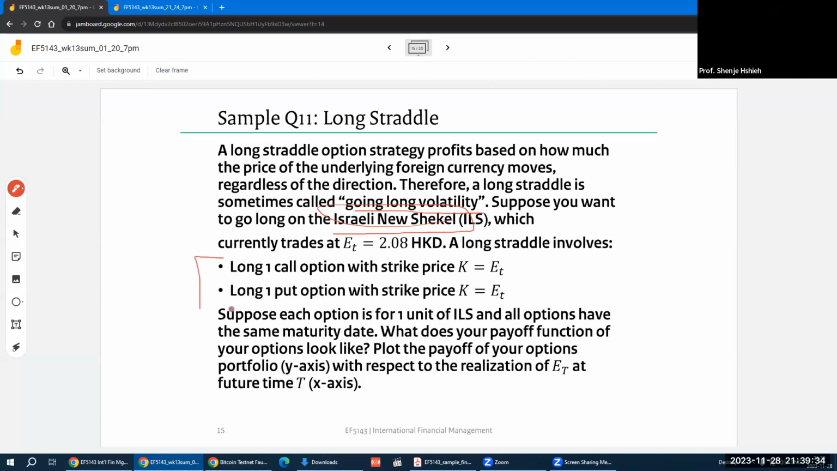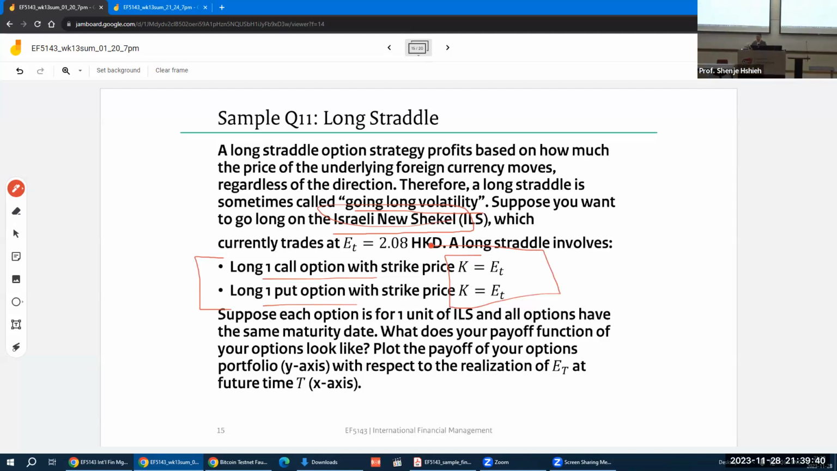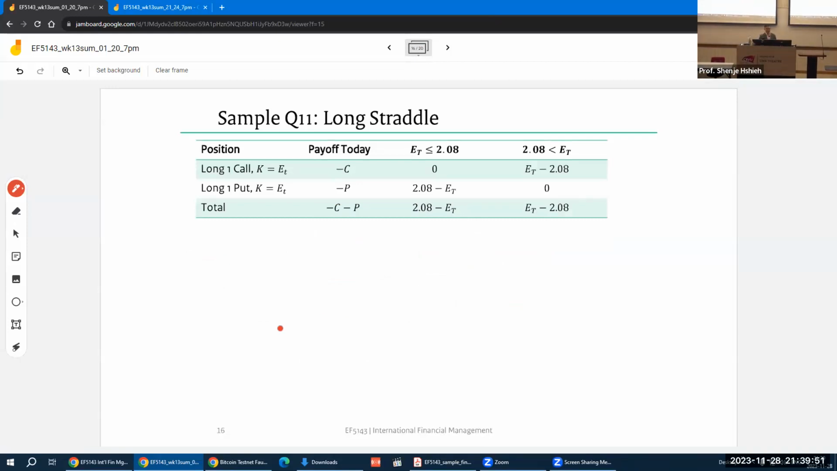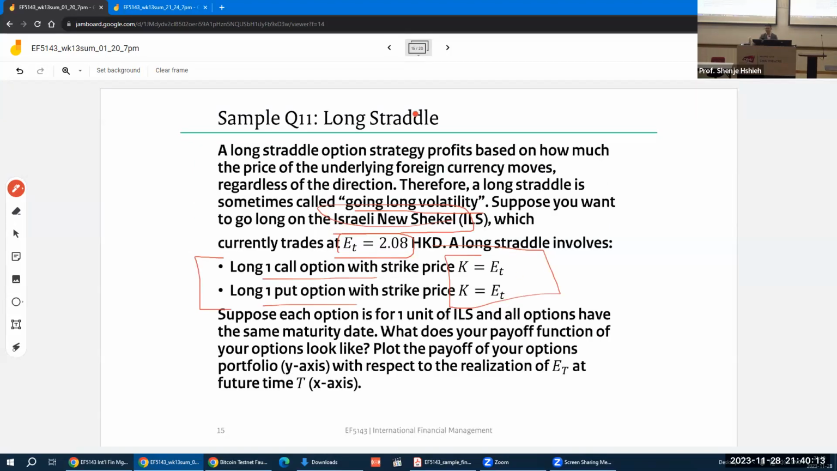Let's go ahead and do the following. Let's long one call option and long one put option at the money. So at the money means the strike price is equal to the spot price. And let's assume the current spot price is 2.08. And let's go ahead and analyze using a payoff table. So long one call, long one put, minus C minus P. So total price is going to be negative, obviously. Two scenarios to think about: whether this underlying spot price exceeds 2.08 or falls below 2.08, right? That's the only two scenarios to think about because there's only one strike price here, right?